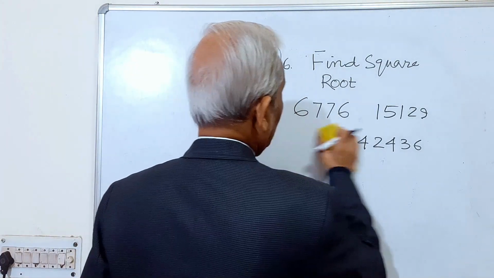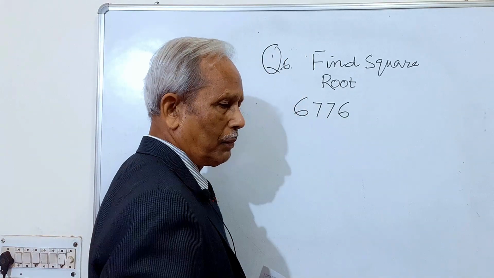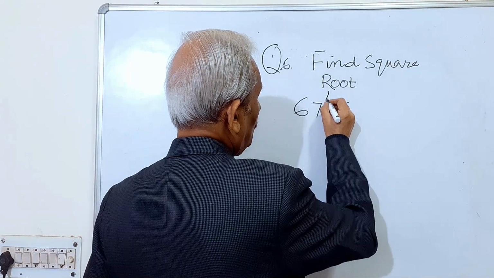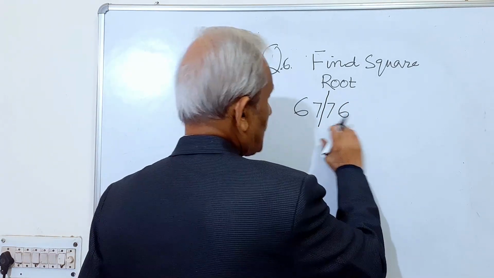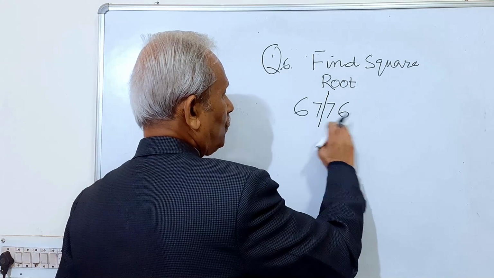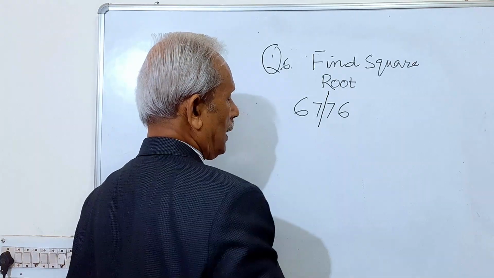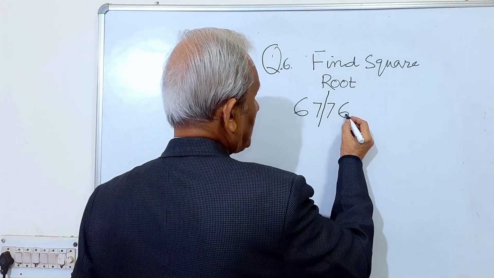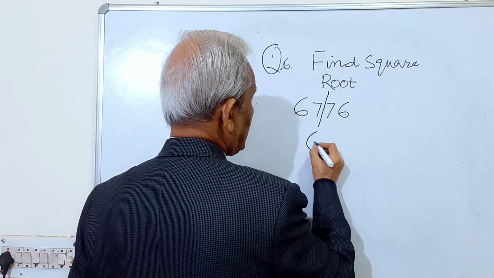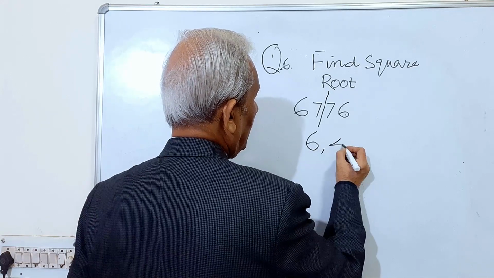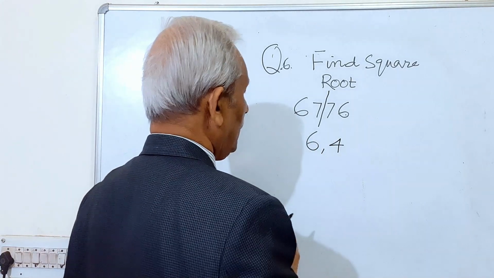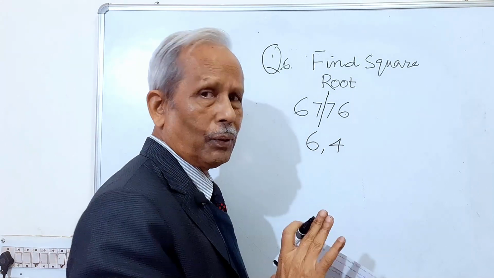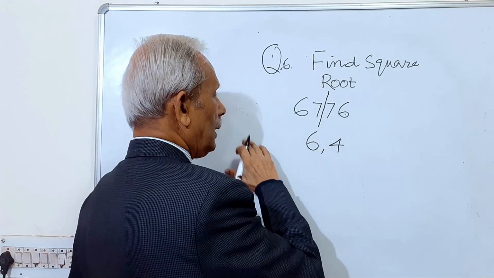So let us now find out the square root of these numbers. The first number is 6776. What I said is that first you have to divide it into two parts, such that the rightmost part will have 2 digits and all others on this side. Now 76, see how this 6 can come. 6 can come either by 6 into 6 or by 4 into 4. That means in its square root, the number in the ones place will be either 6 or 4. That we know. Now let us find out the left part.